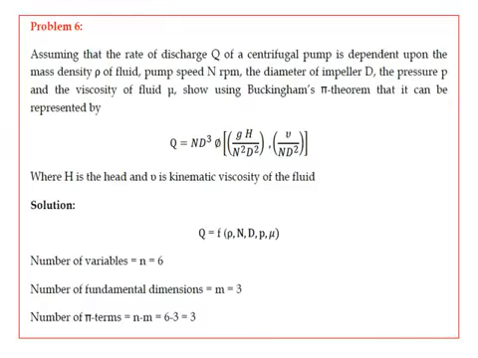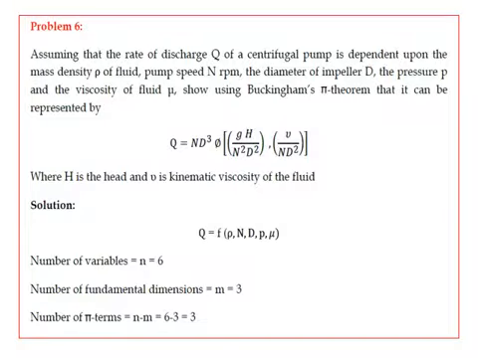Now it is given that the rate of discharge Q is dependent upon the mass density rho, specific pump speed n, diameter of the impeller d, pressure p, and viscosity. You have to show this. So now if you see these equations, a number of variables are involved which should not be taken. So this statement becomes very important.